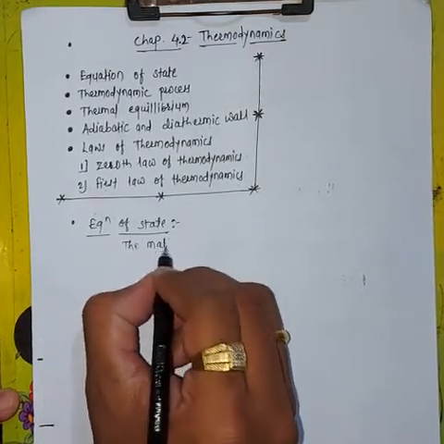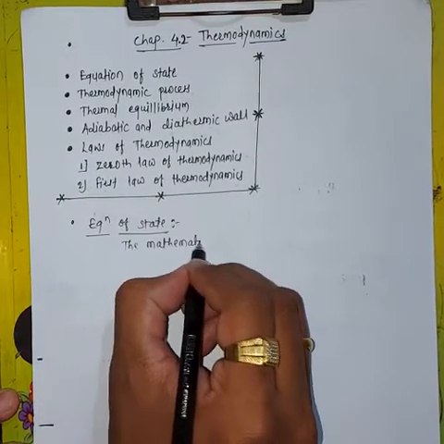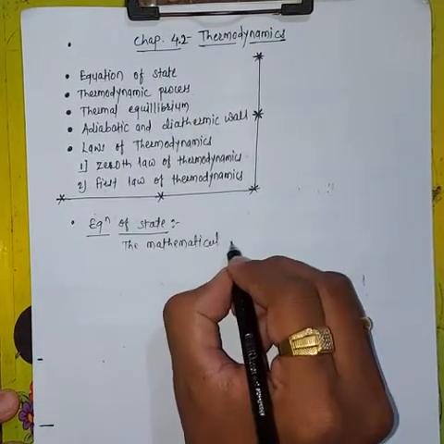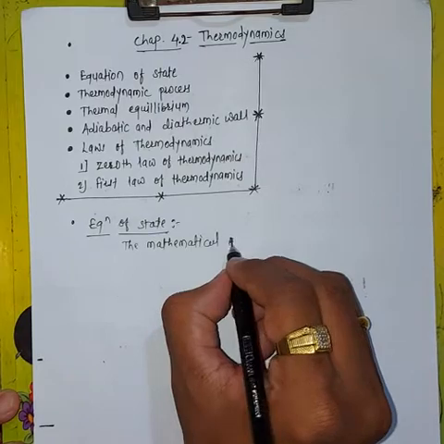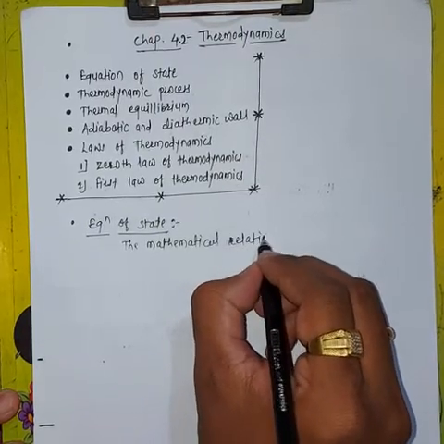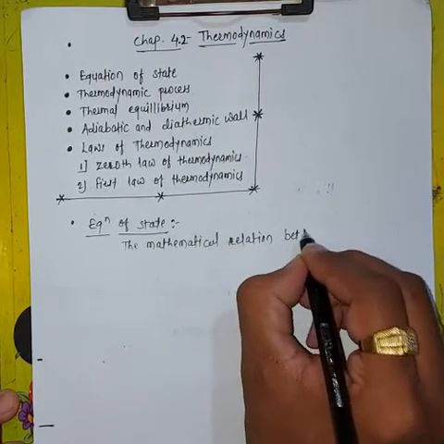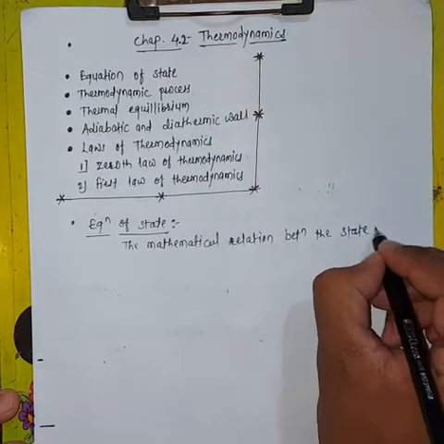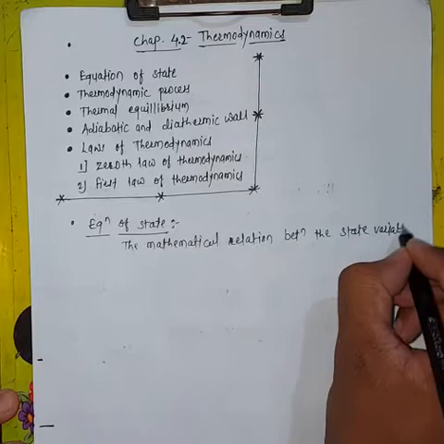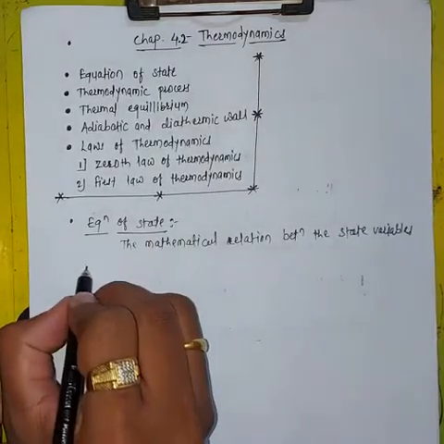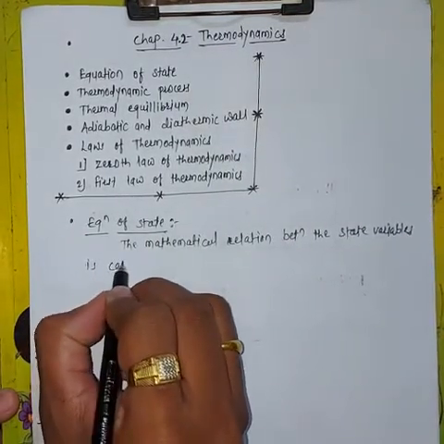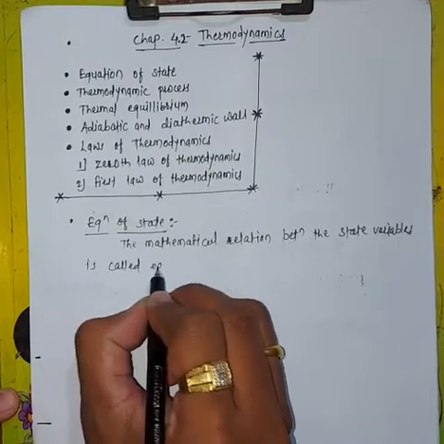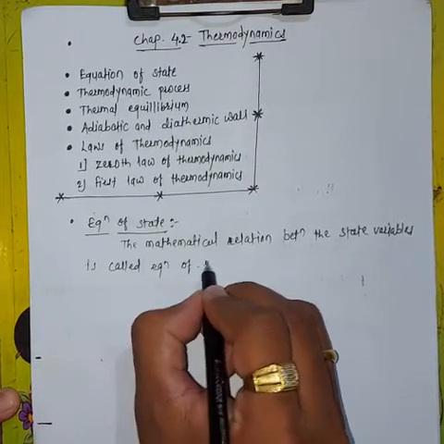The mathematical relation between the state variables is called equation of state.